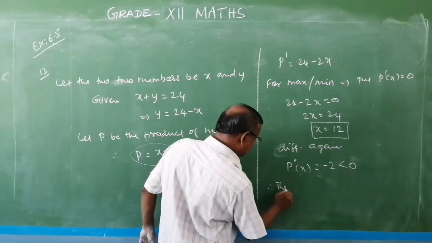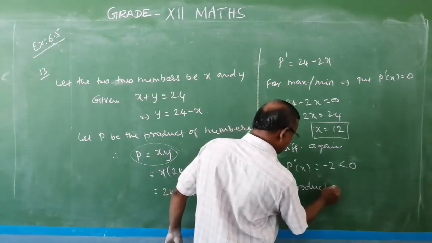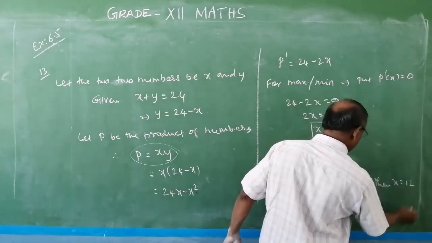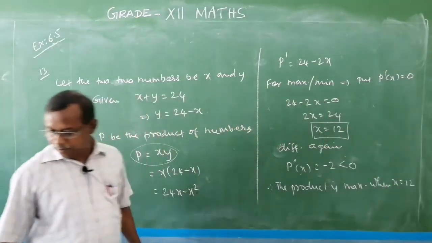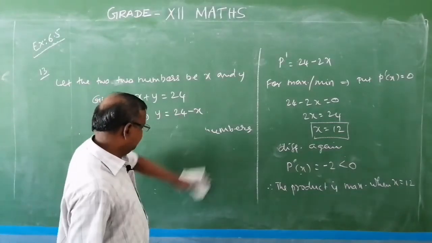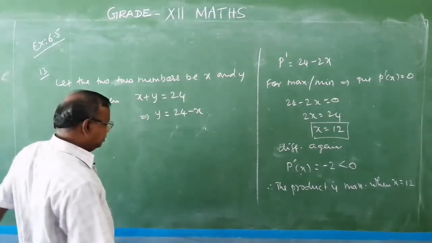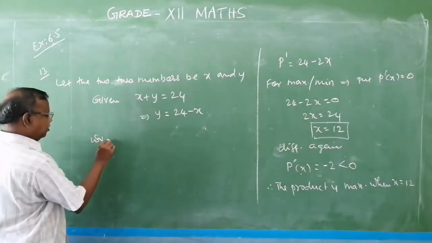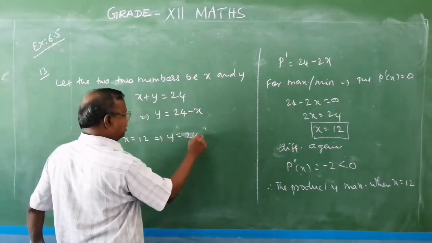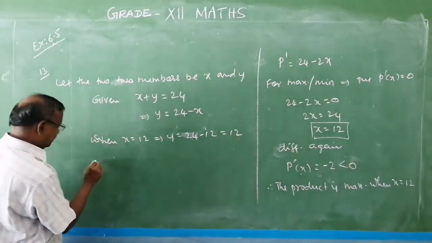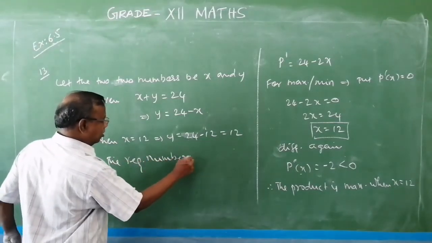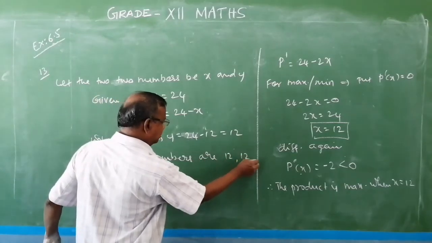Therefore, the product is maximum when x equal to 12. Now, we need to find the value of y. Now, when x equal to 12, we have y equal to 24 minus 12 equal to 12. Therefore, the required numbers are 12 comma 12.